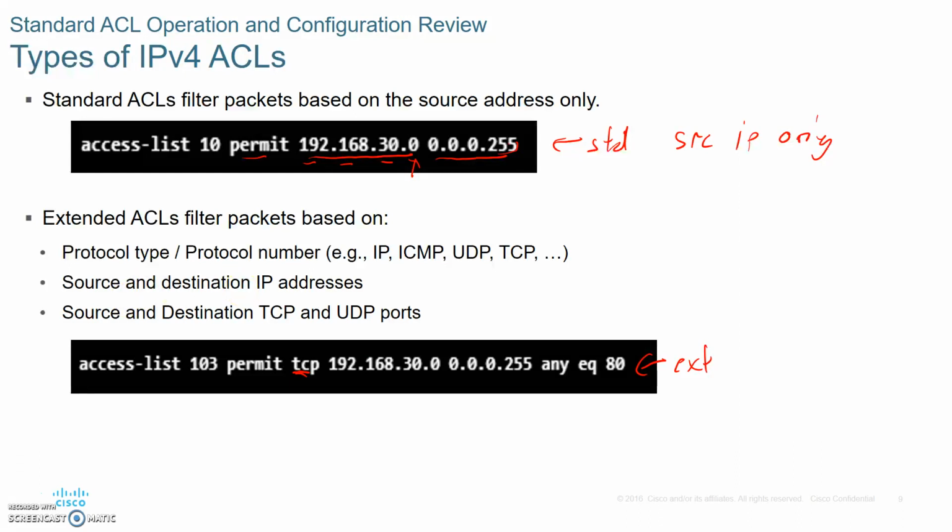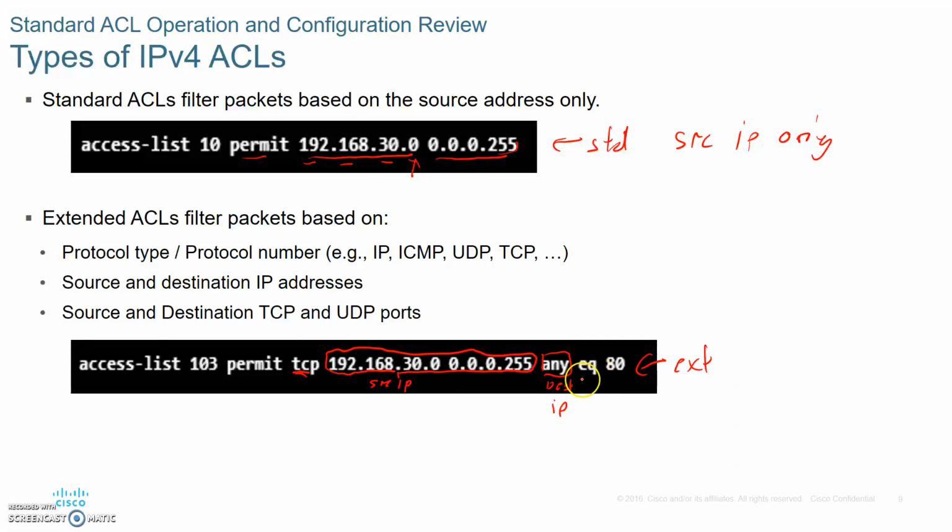Then we can look at source and destination IP address. Where do we put them? This is the source IP, and this is the wildcard. So this whole thing is the source that we are checking. Where's the destination? The destination is here, the destination IP. What is the destination IP? It's any IP address, which means no need to check the destination IP address.